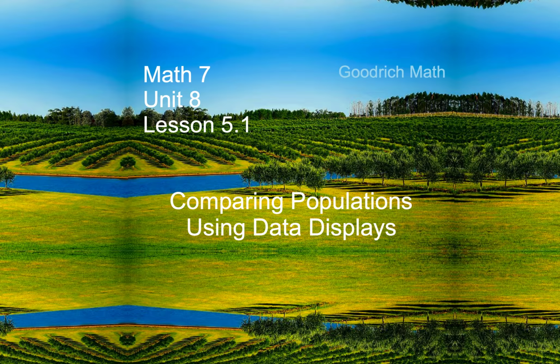Math 7, Unit 8, Lesson 5, Part 1, Comparing Populations Using Data Displays.